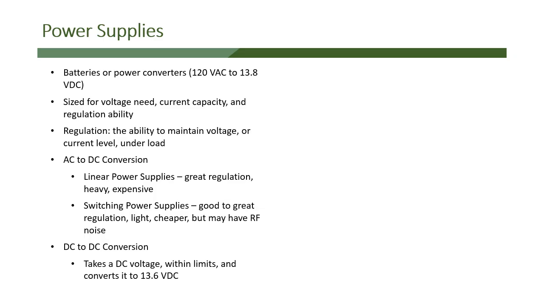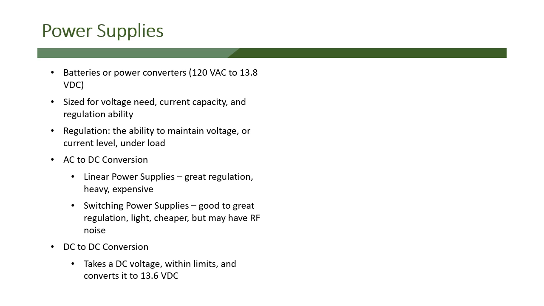So power supplies, as I said just now, are power converters. A power converter converts 120 volts AC in the United States to 13.8 volts DC. And it's sized for the voltage need, current capacity, and regulation ability. So this is important. We size the power supply for the voltage need, number one. So we need, for most amateur equipment, 13.8, 13.6 volts.